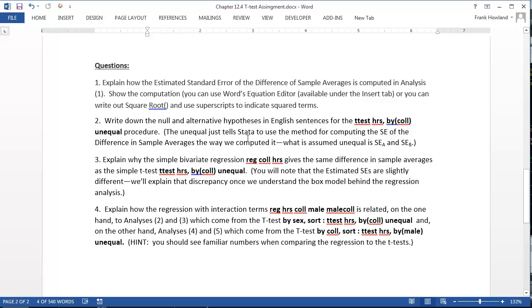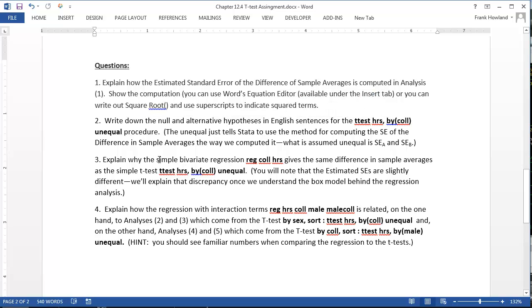You can use Word's equation editor, or you can just use a square root symbol, the square root of something in the middle here, and you can use superscripts to indicate square terms, subscripts to indicate the two different groups. So that would be SE of college, SE of high school, that sort of thing. And write down the null and alternative hypotheses. We talked about that in the previous screencast.